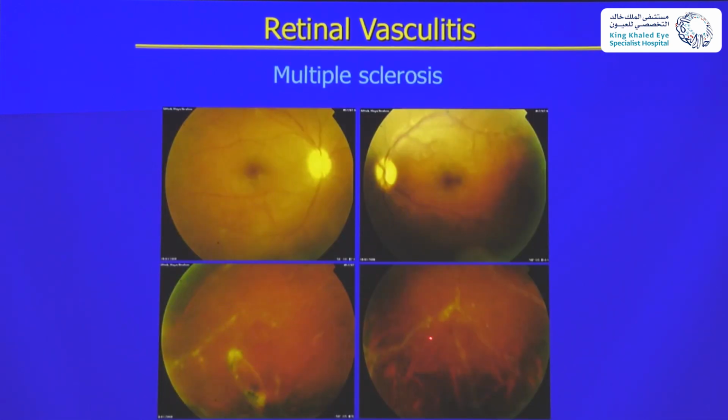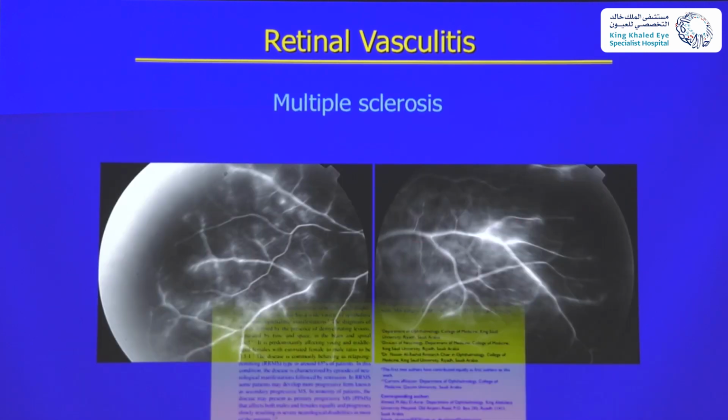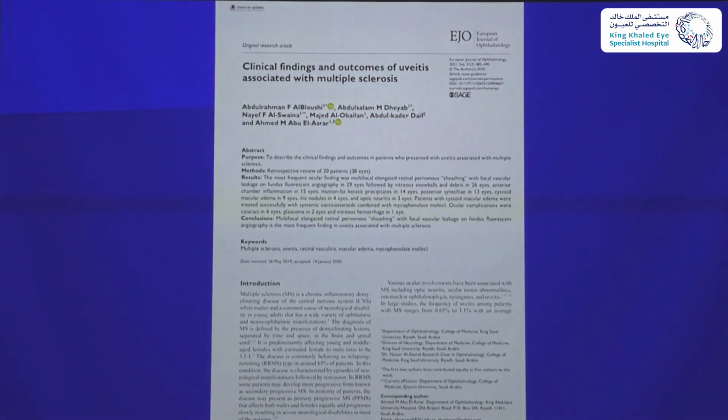This is also another example. So please don't miss this pattern of vascular sheathing, because this is pathognomonic for multiple sclerosis. And if you do fluorescein angiography, there is focal leakage. And we published a recent paper on clinical findings and outcome of uveitis treated with multiple sclerosis. And the most common finding in this patient was this type of vascular sheathing.